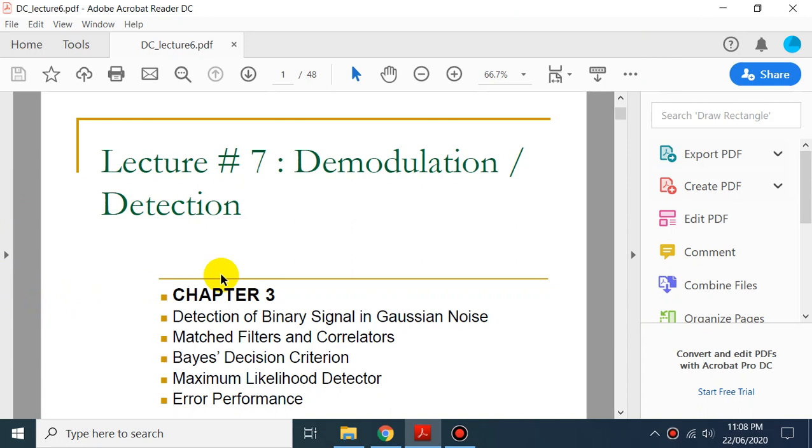Assalamu alaikum. In this lecture, we will study another topic called demodulation or detection of binary signals in Gaussian noise. This is from Chapter 3 of the book Digital Communications by Sklar.